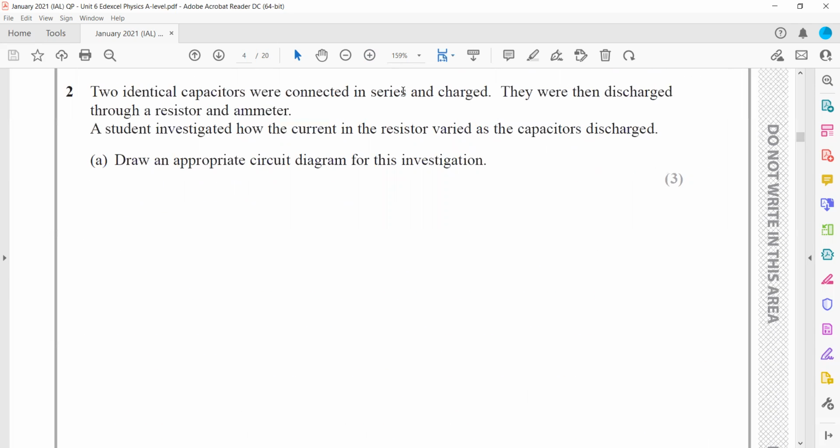Then question 2: two identical capacitors are connected in series and charged. They are discharged through a resistor and an ammeter. A student investigates how the current in the resistor varies with the capacitor discharge. Draw an appropriate circuit diagram. So we have to draw a circuit in which two capacitors are connected in series.